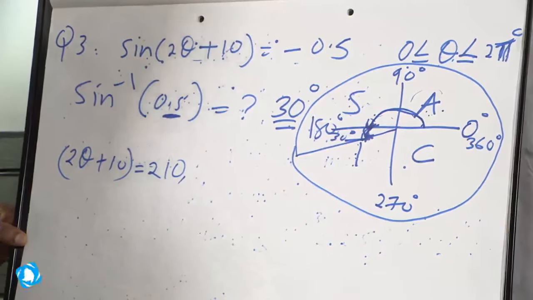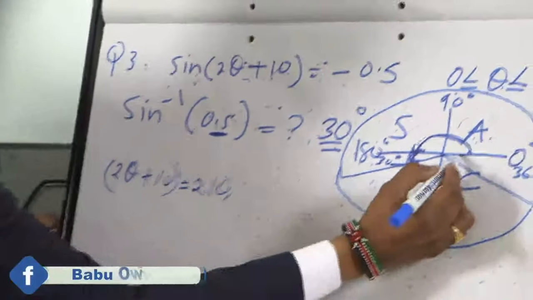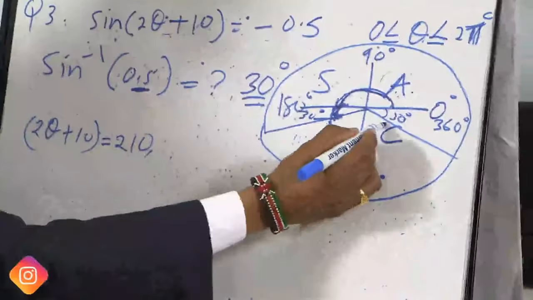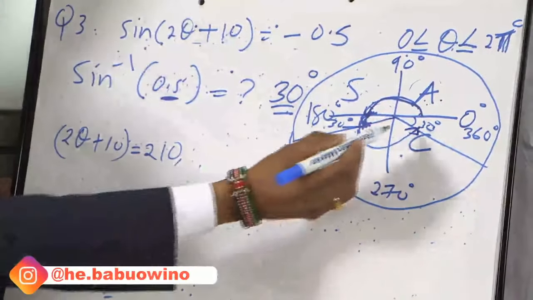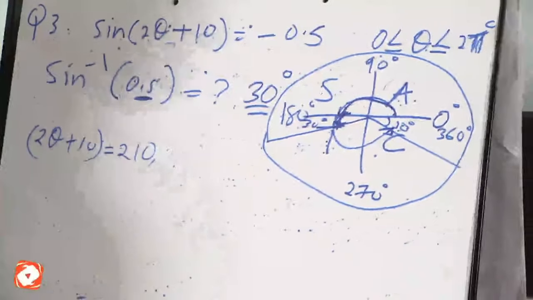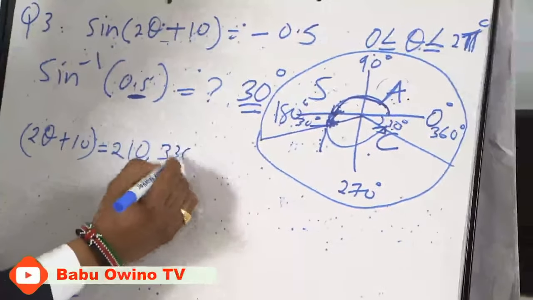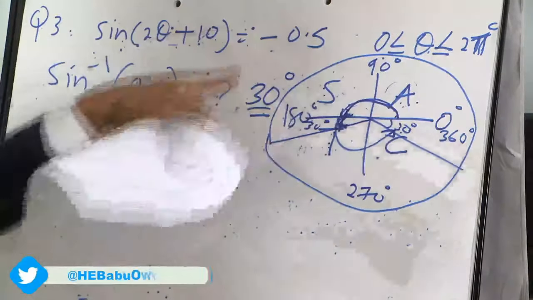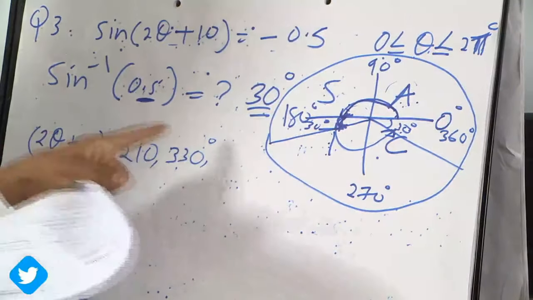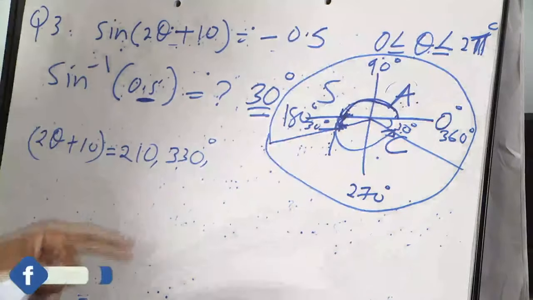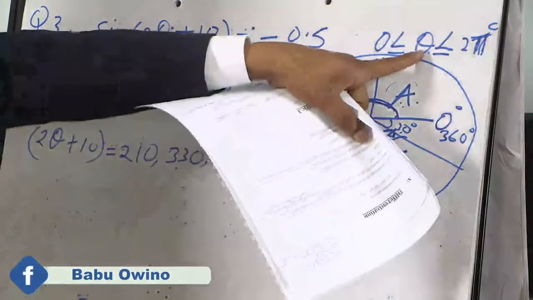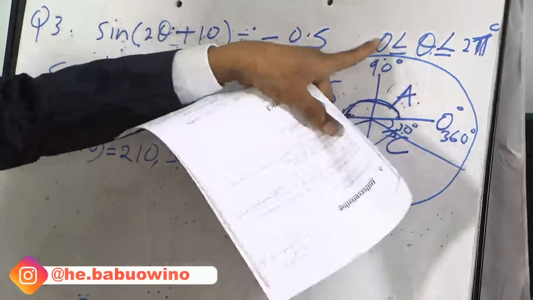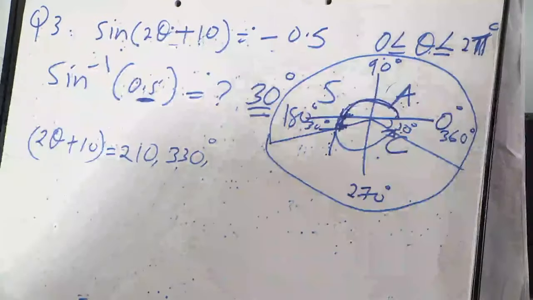Our second angle, if the angle is 30 degrees, what is the value of this angle? That is 360 minus 30 degrees. You get 330 degrees. Then something interesting, you make one complete rotation. Then you add to the available angles, so that we get all the angles, because we've been told that our theta is greater than 0 but less than 2 pi radians.